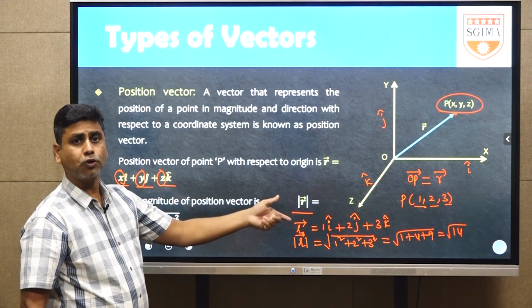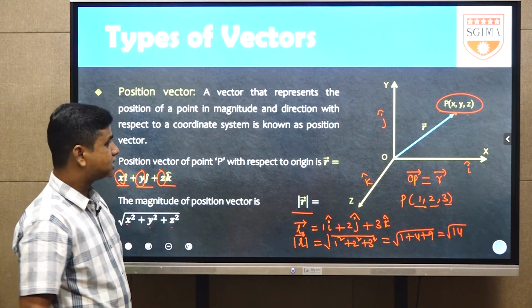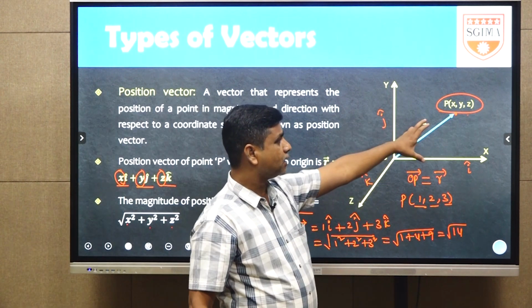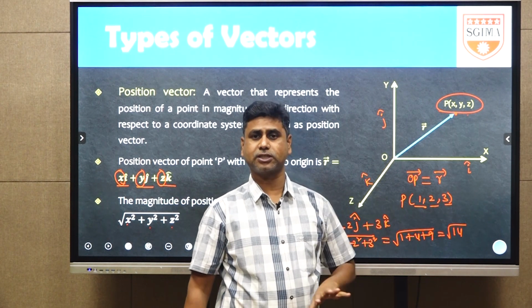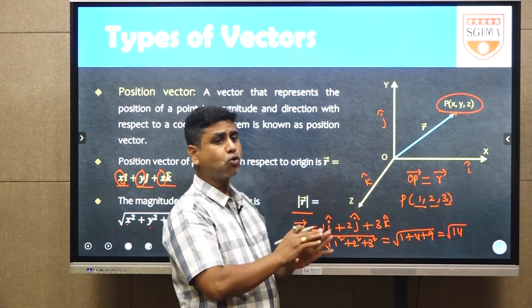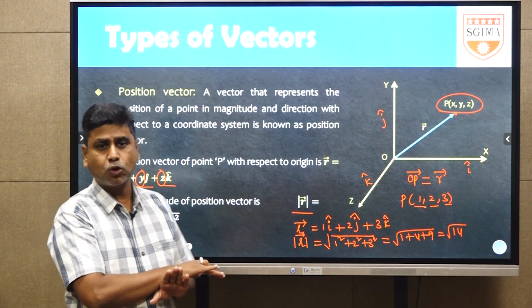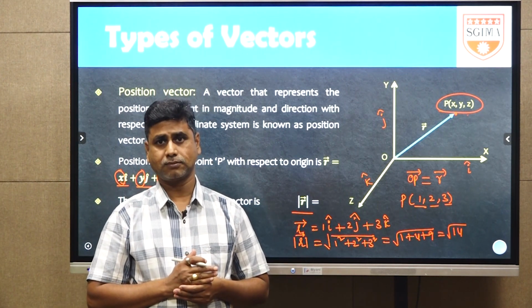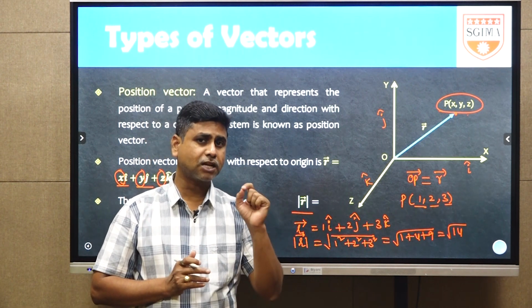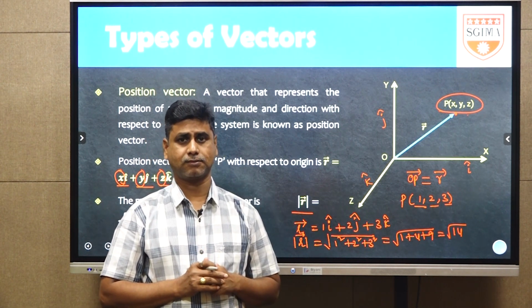Like this, if you know any coordinate, you can write its position vector. It means the position of point P with respect to the x-axis, how much; with respect to the y-axis, how much; and with respect to the z-axis, how much. Without a coordinate system, you are not able to explain the position of any particle in the universe. You must take one reference for explanation.